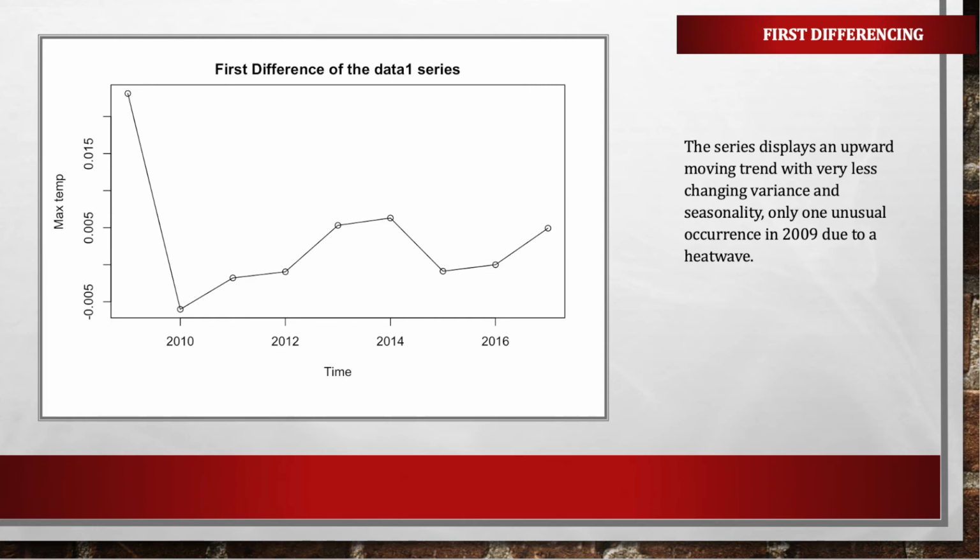It can also be seen here that the year 2009 recorded the highest temperature in the history of Melbourne's weather, and there is a sharp drop after that. But it was because of an unusual occurrence, a heat wave which took place in the Tasman Sea. We cannot take that variance into account as it surely wasn't a regular incidence. The plot also tells us that the series is in an upward moving trend with very little changing variance now.